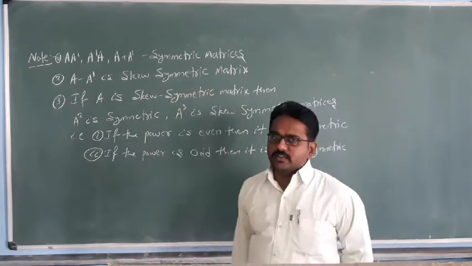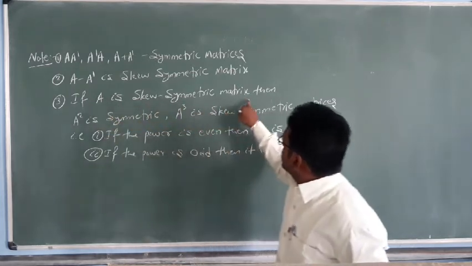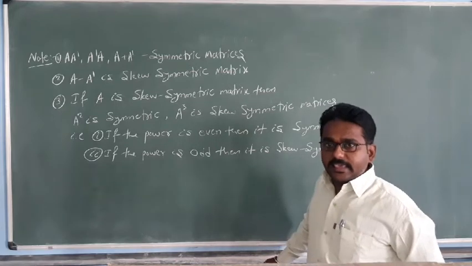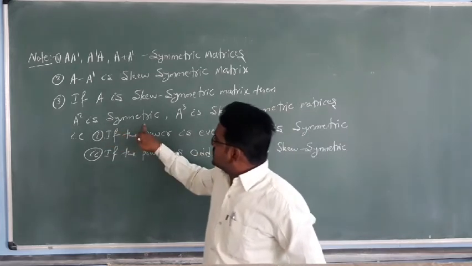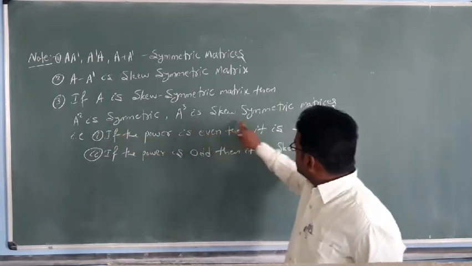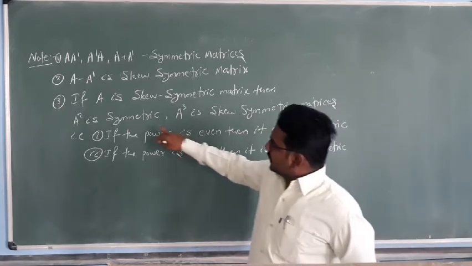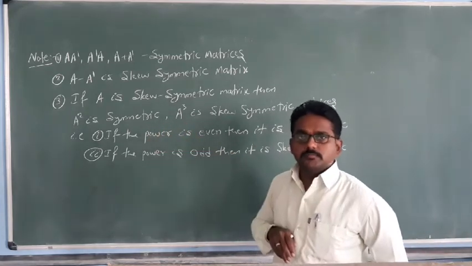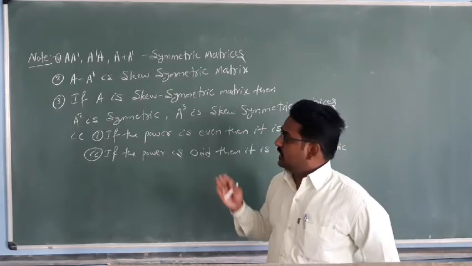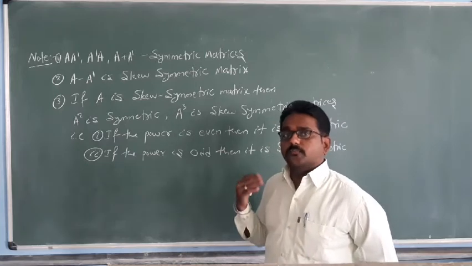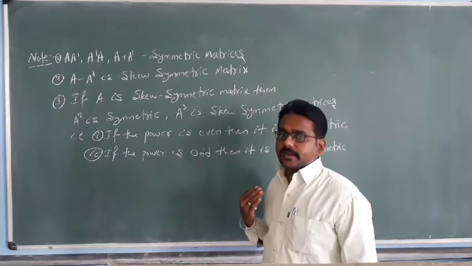Okay, the third condition, students, it's an important one. Please consider here. If A is a skew symmetric matrix, then A square is symmetric, A cube is skew symmetric matrices. Is it only possible for A square and A cube? No. You can raise the power any number of times. A to the power 3, A to the power 4, A to the power 5, A to the power 6. Whatever the power or index you may raise.